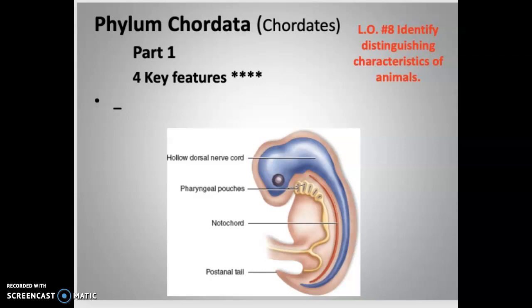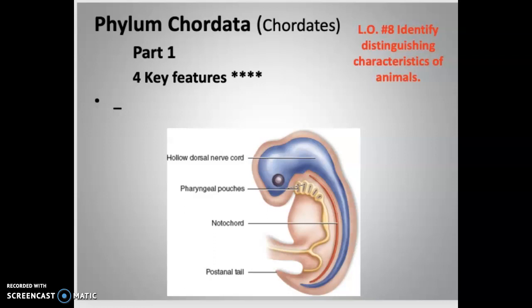Okay, so we are now going to continue our conversation about the deuterostomes, and we're going to take a look at the second phylum within the deuterostomes that we want to pay attention to and focus on. If you remember in the first lecture about deuterostomes, we talked about phylum Echinodermata. Now we're going to talk about phylum Chordata.